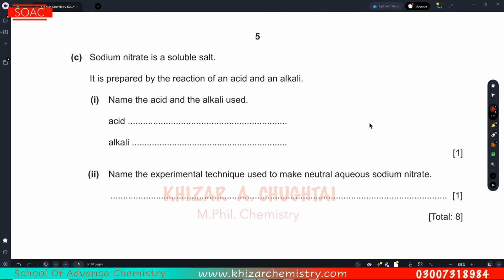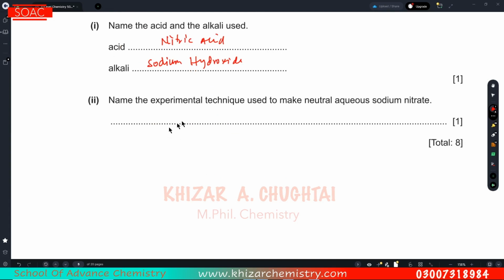Part C, sodium nitrate is a soluble salt. It is prepared by the reaction of an acid and alkali. Name the acid and alkali. Sodium nitrate. The metal is the part of alkali. Metal is always the part of an alkali in a salt. So sodium hydroxide is the alkali. Nitrate ion, what is the acid of nitrate ion? Obviously HNO3, nitric acid.